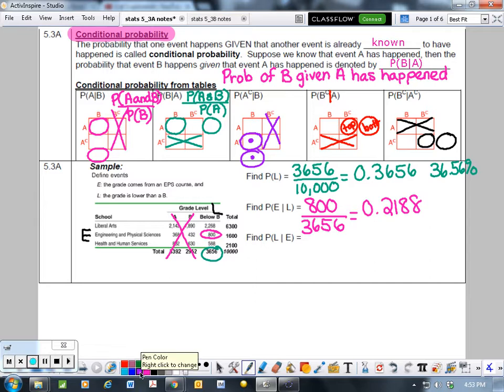Okay, for our next one, the probability of L given E. So I know E has occurred. So now I'm pretty much ignoring this, and I want to know the probability that L has occurred given E has occurred. So the probability of L was 800 over the total for E, which is 1600, which I believe is 0.5. Which is a pretty high probability for engineering physical sciences that the grade's below a B. Okay, and that's how our conditional probability works.